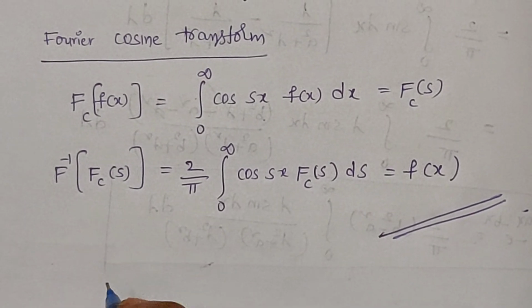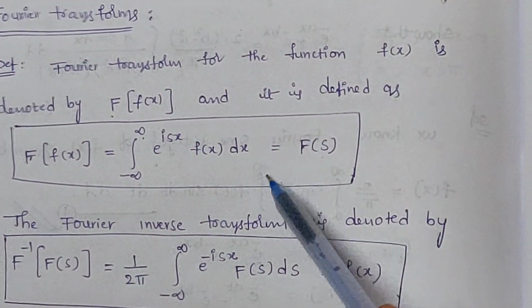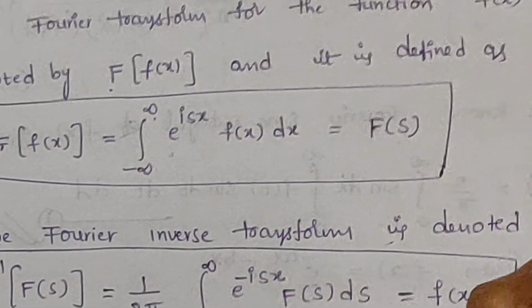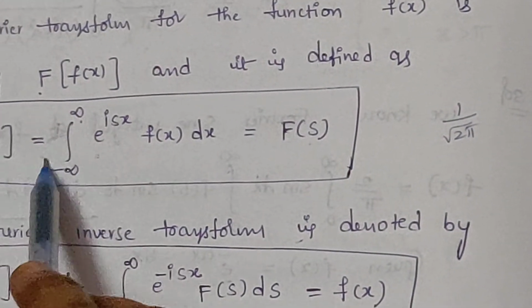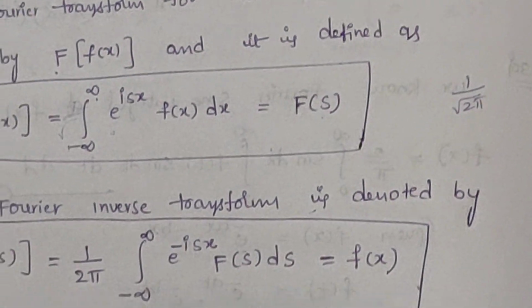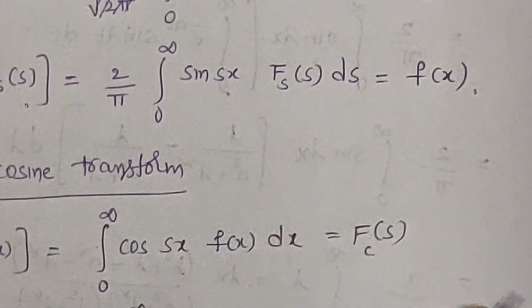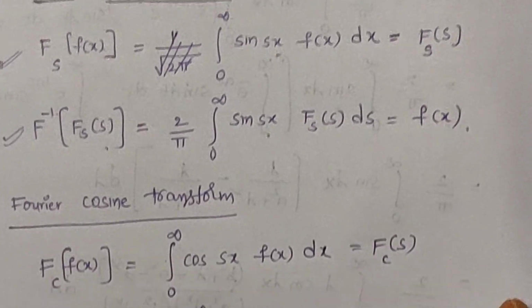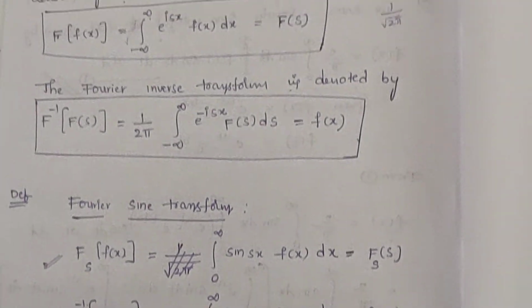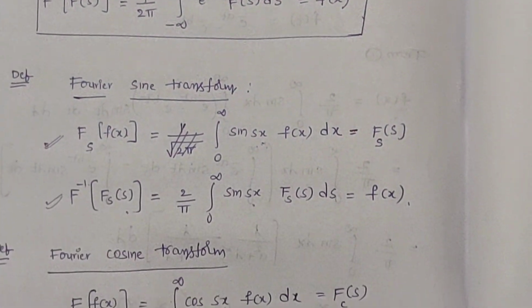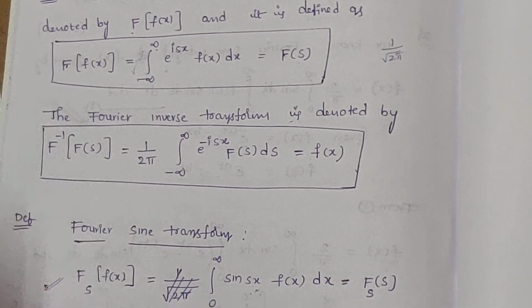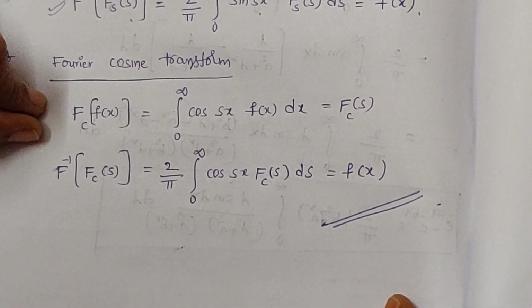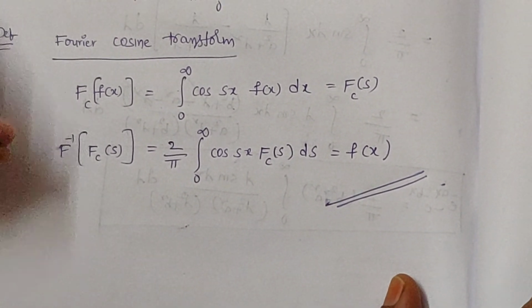In some textbooks, in the Fourier transform definition, you will get one extra constant, that is 1 by root 2 pi. Accordingly, you will get 1 by root 2 pi in the Fourier sine and cosine transforms. But no need to bother about that. We are following the Agrawal textbook. In this BS Agrawal only, we are observing these definitions. It's enough if you remember these definitions for Fourier transform, inverse Fourier transform, Fourier sine transform, inverse Fourier sine transform, Fourier cosine transform, and this is for inverse Fourier cosine transform.